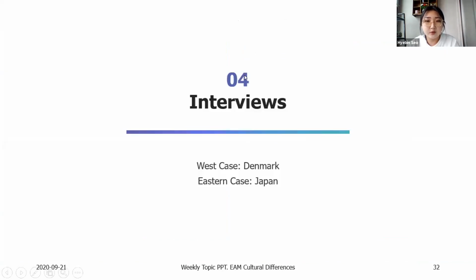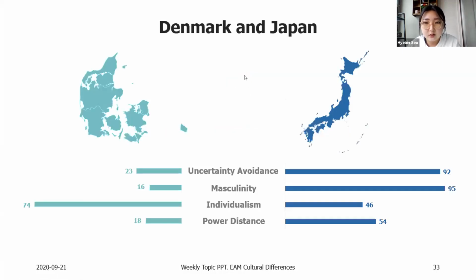And to be specific, we've done interviews with our friends. So there were 2 typical cases, from Denmark and Japan. When you see this graph on the screen, uncertainty avoidance, masculinity, individualism, and power distance are definitely different between Denmark and Japan.